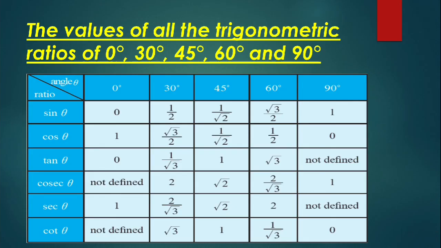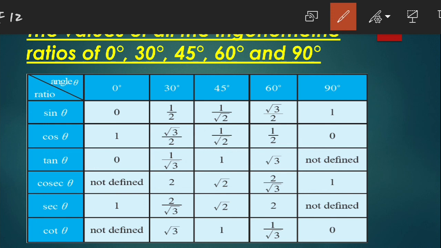Now look at this chart. Here is the value of all trigonometric ratios of 0, 30, 45, 60 and 90, and you have to remember these values. If you remember the previous slides, you have evaluated the value of sine, cos, tan, cosec, sec, cot at the angle 30, 45 and 60 degree. Those values are given in this box. Also the values at the angle 0 degree and 90 degree are given here. So you have to remember this whole box.